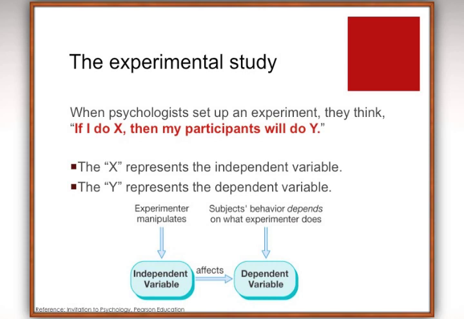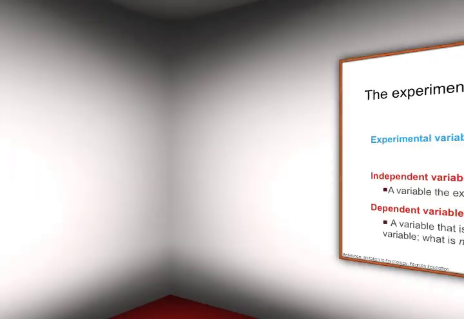To further explain, when psychologists set up an experiment, they think, if I do X, then my participant will do Y. In this case, the X represents the independent variable, and the Y represents the dependent variable.